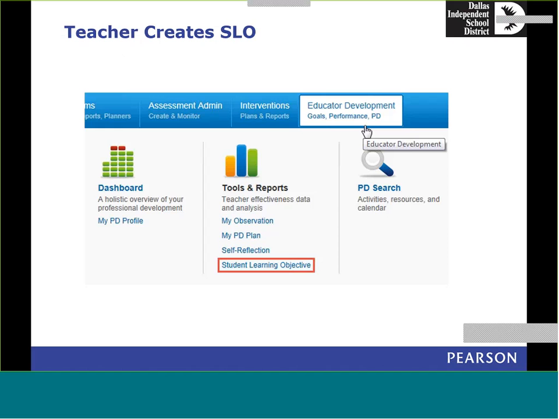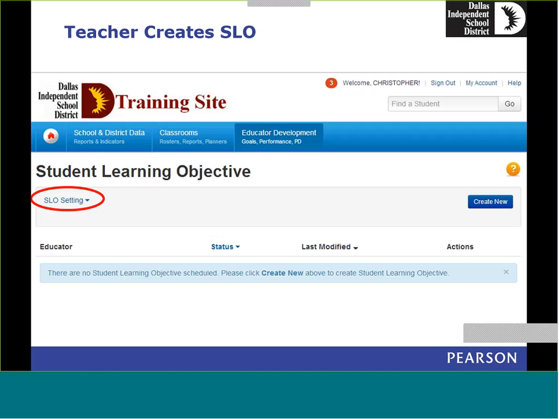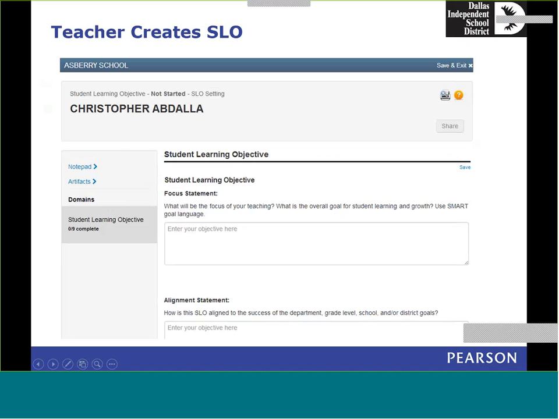So how does a teacher create an SLO? You're going to hover over Educator Development, and you're going to select Student Learning Objectives. From here, you'll be brought to a form, and if you have never created one before, which most likely, at the beginning of the year, you have not, you'll want to be sure that you select the proper window. So you'll be sure that this says the SLO setting. At this point, you'll select Create New, and then you'll be brought within the form.